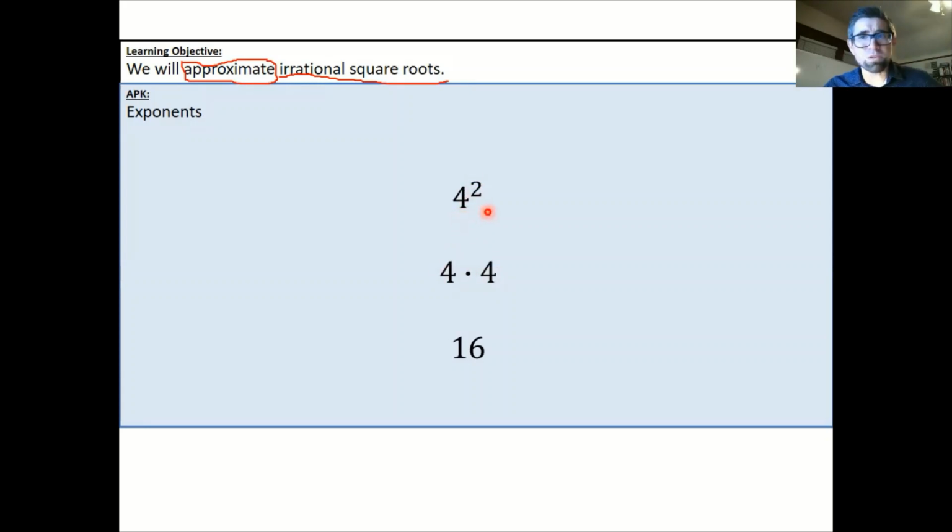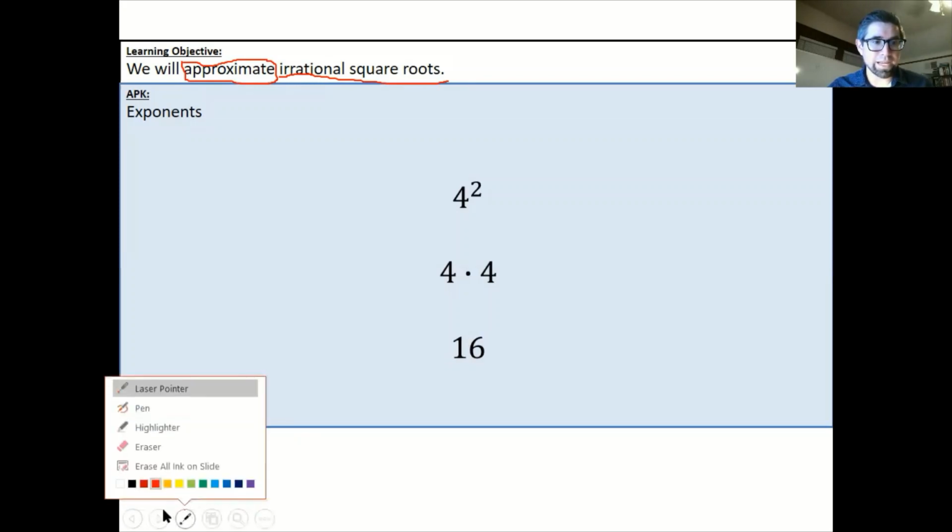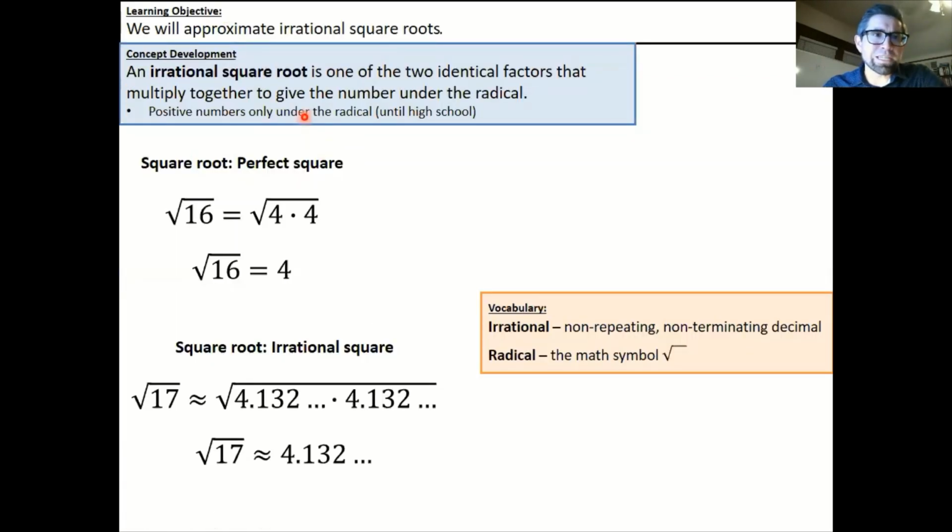Now, I've said 4 squared a few times, and I want to actually connect that to our learning objective. Square roots, 4 squared, there is a connection here. A square root is going to be the opposite of a squared sign. So 4 squared means 4 times 4, which is 16. We're going to take this idea of a square, and we're going to understand it backwards, looking at it as a square root. So let's go ahead and go to the next page here, and we'll see that our concept says an irrational square root.